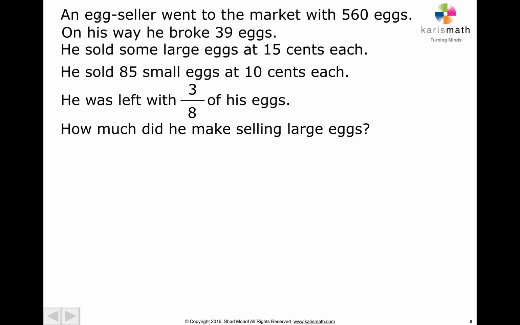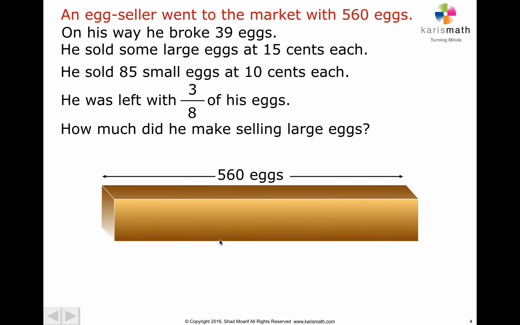Here's another one. This is kind of long. This has got lots of information. An egg seller goes to the market with 560 eggs. Okay, I can show that as, imagine that's all of 560 eggs. Now on his way he broke 39 eggs. Okay, that's not telling me much. He sold them at 15 cents each. Okay. And then he sold 85 at 10 cents each. You know, it's looking pretty complicated.